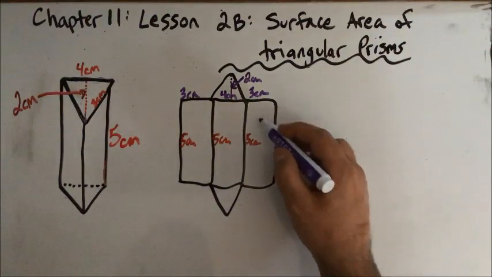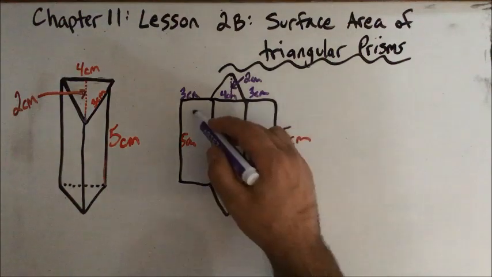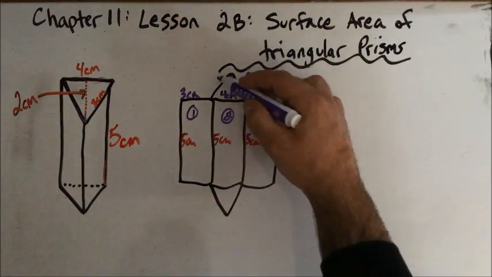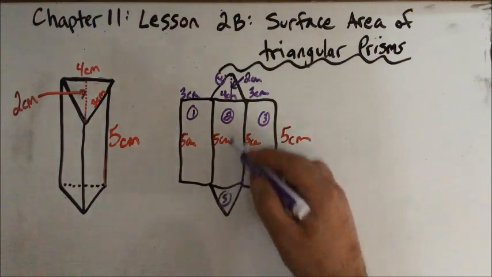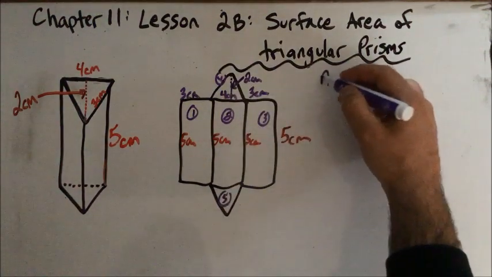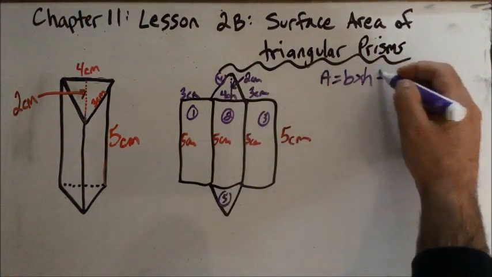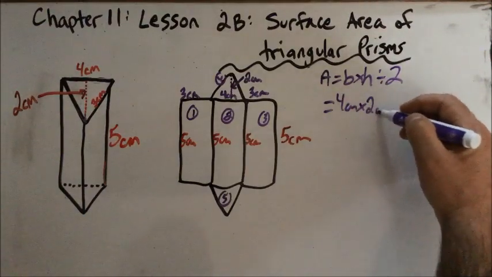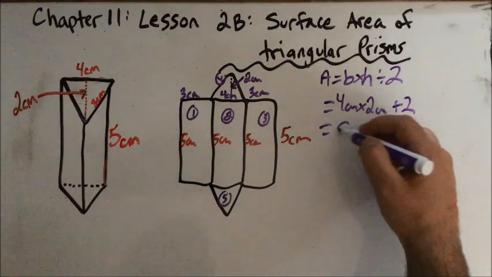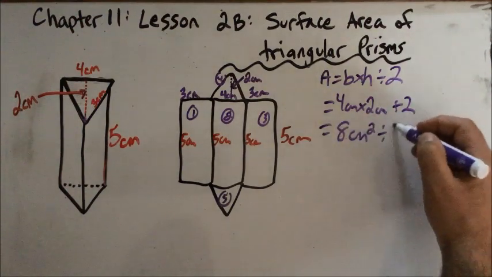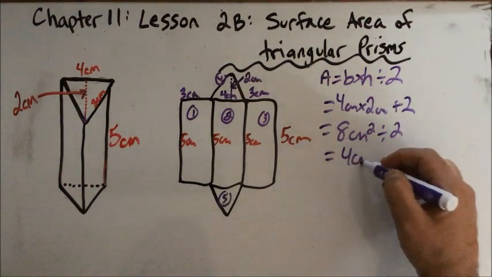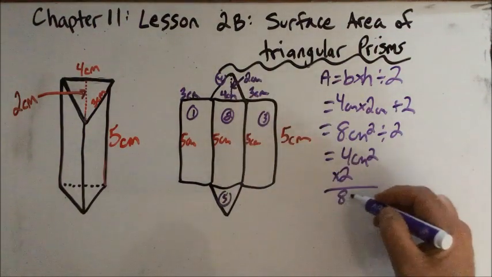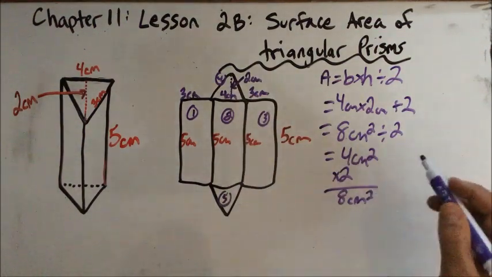So my first rectangle, let's say we numbered our shapes 1, 2, 3, 4, and 5. We know that our triangles are the same. So we can do 4 centimeters times 2 centimeters divided by 2, which equals 8 centimeters squared divided by 2, which equals 4 centimeters squared. We have two of them, so I can multiply my triangles by 2 to get 8 centimeters squared.